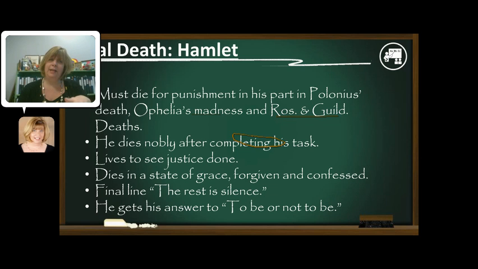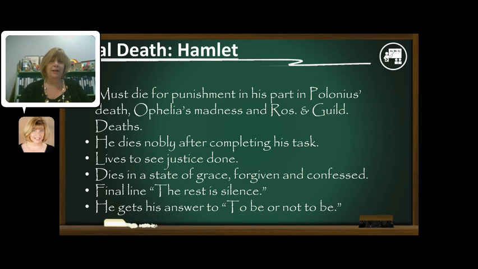So he does what his father tells him to do, which is to avenge his murder. Presumably now his father can leave purgatory and can be at peace, and he lives to see justice done. So when Hamlet dies, he knows that all of these things have happened. And he dies in a state of grace, forgiven and confessed. He tells people about it. He shakes hands with Laertes.